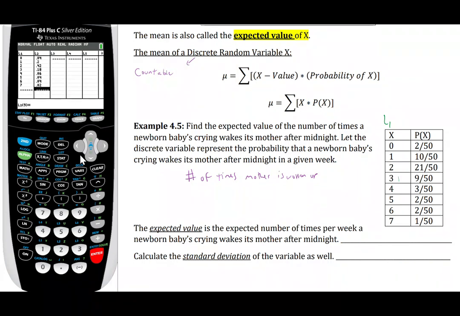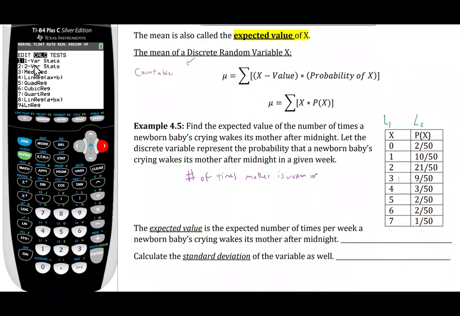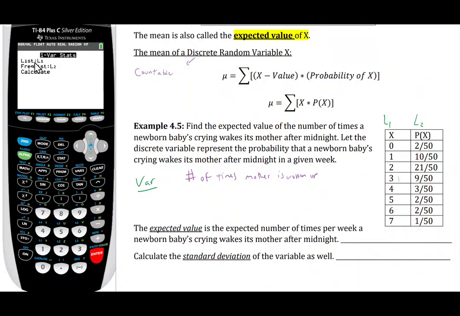All right, so we have the x values in L1, we have the probability of the x values in L2. Now we just need to calculate them. We will press stat, go to the right to calc. We only have one variable. That variable is number of times the mother is wakened. We are not doing 2 variables, we're only doing 1 variable. So we're going to press enter on 1 variable. Our list is L1. Our frequency list is L2. It's not a frequency, but it's a probability list.